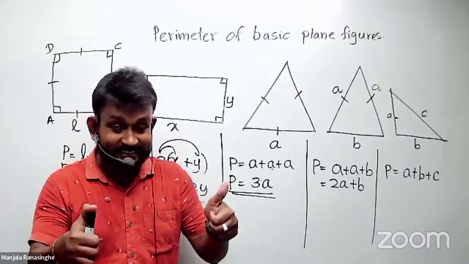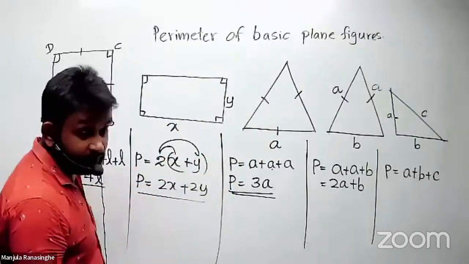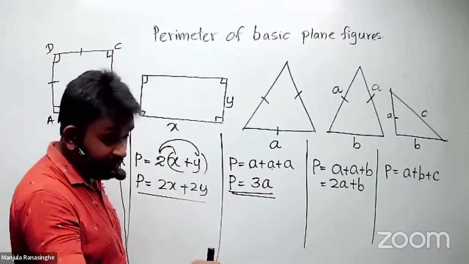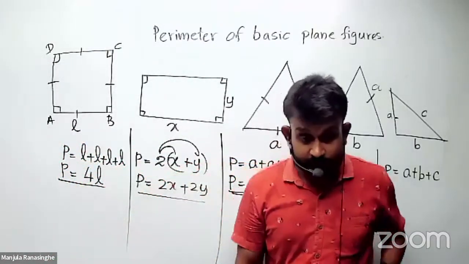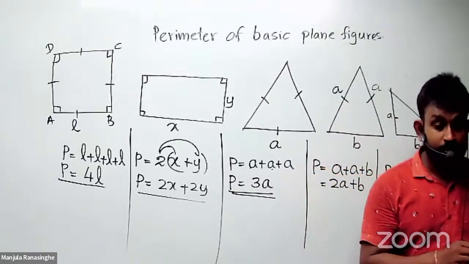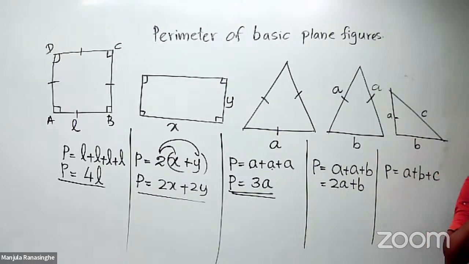Fine. Sir, how to write this? Yes, now you have to write the 5 figures. If there is not enough space, you don't need to write in one line, write downwards. Start the writing. So these are the perimeters of basic plane figures. Write down.